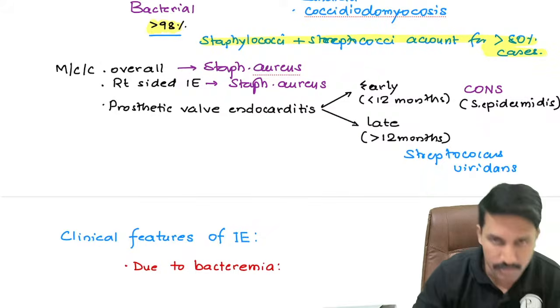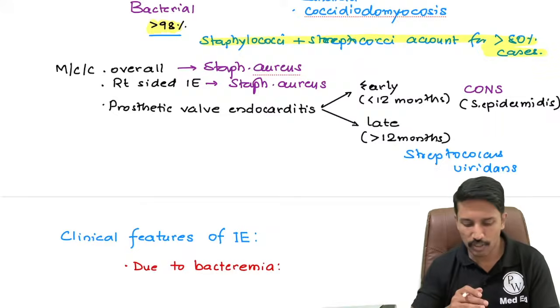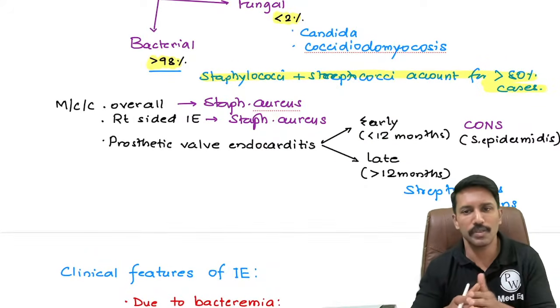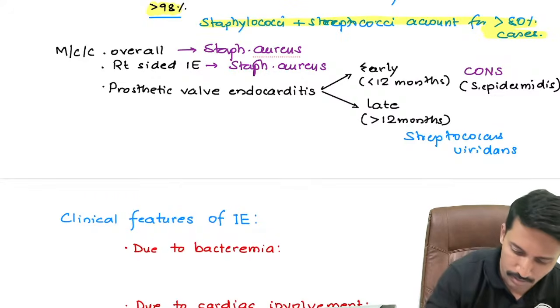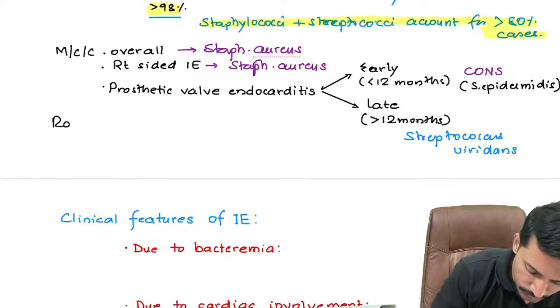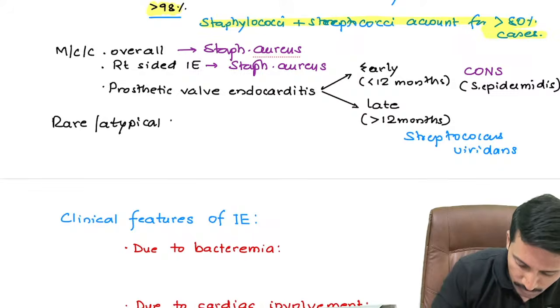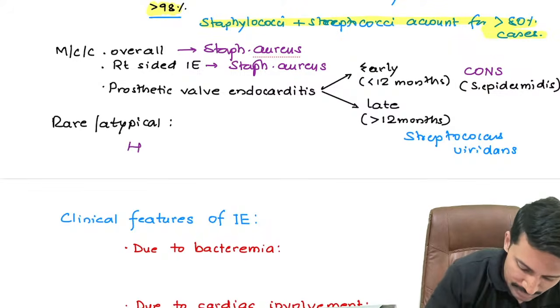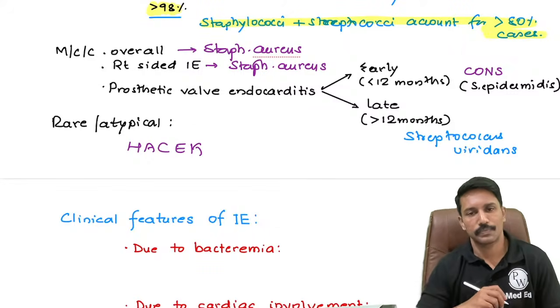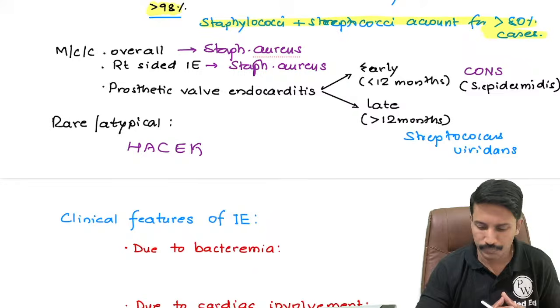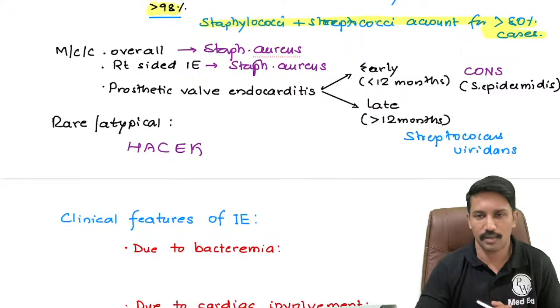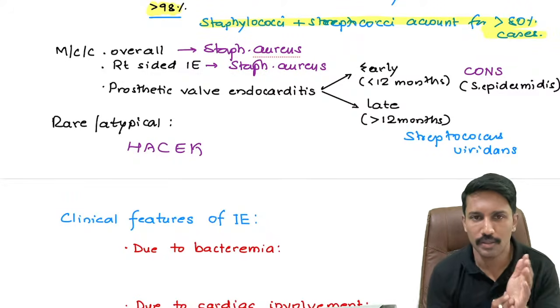Streptococcus viridans. So these are the few epidemiological points you should write. If you're not able to remember, at least mention the organisms. Rare or atypical causes. So you're familiar with this term called the HACEK group of organisms. You should be able to write that. These are rare or atypical organisms. Otherwise, commonly it is Staph and Strepto. Enterococci is another group of organisms that you should be familiar with.